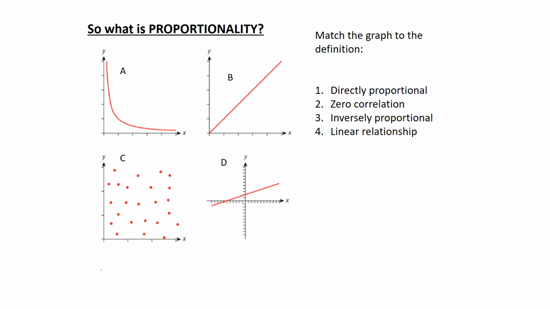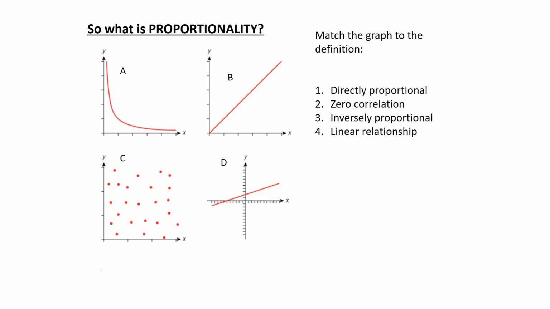So if I just pause the slide, sketch these 4 graphs out, and decide which definition goes with which graph, okay? So, directly proportional, that is graph B, okay? And we can say that it's directly proportional because if one variable increases, so does the other. We can see that this is true because it's a nice straight line, and it's moving away from the origin up to the top right-hand corner.